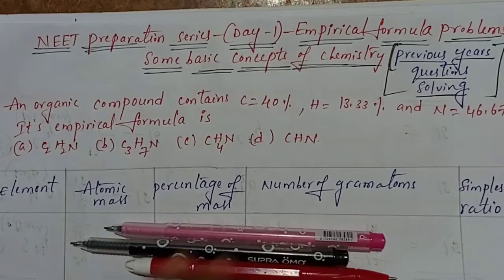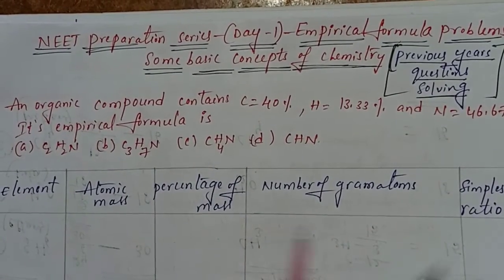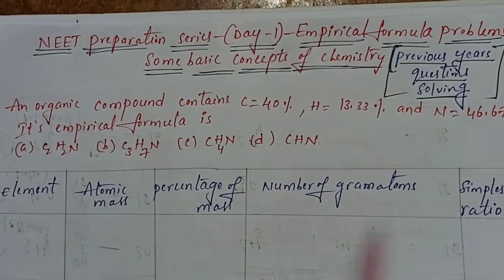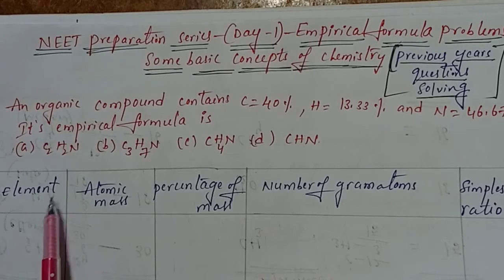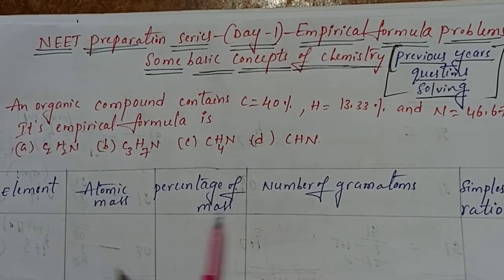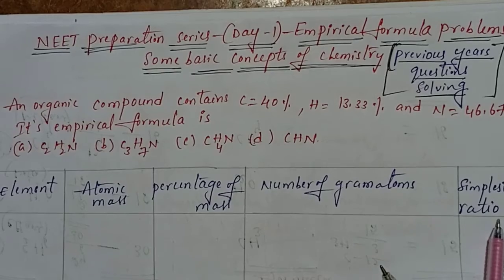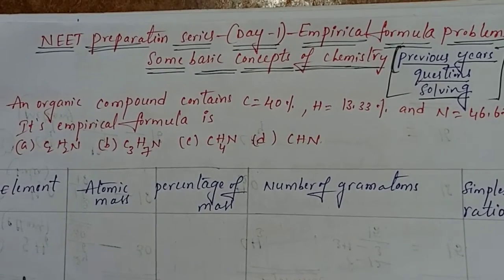See here, students, I'm taking a total of 5 columns. The first column is element, then atomic mass, percentage of mass, number of gram atoms, and simplest ratio. Total 5 columns I'm taking, students.